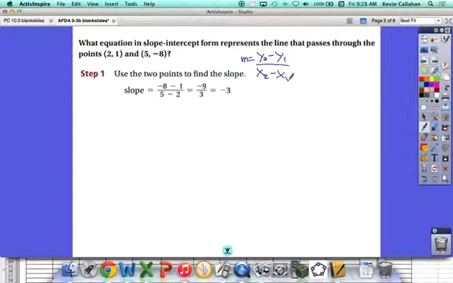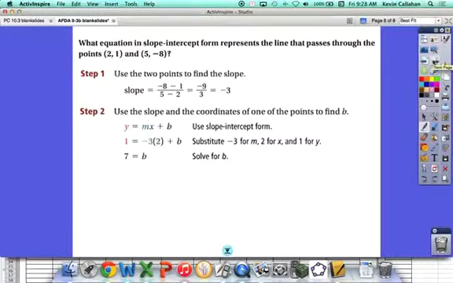I'm just showing you their work already. Right? -8 minus 1 is in the numerator because it's the y's. 5 minus 2 is in the denominator. Simplify. Right? Now we get -8 minus 1 is -9. 5 minus 2 is 3. -9 over 3 is -3. So first step, calculate the slope. Right? You're going to have to do 2-3 steps in a row here to get this answer.